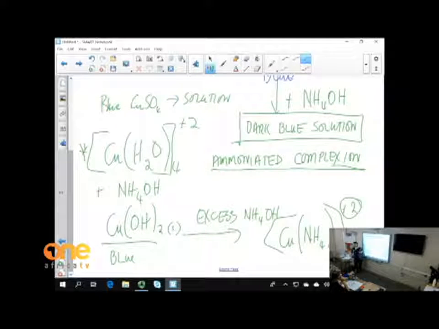Then if you go one step further with the ammonium hydroxide, when we add excess ammonium, it's as if the ammonia displaces the hydroxide. And that is why we get a soluble ammoniated complex ion. Okay? It doesn't matter, it's in water. So it forms ammonium hydroxide.